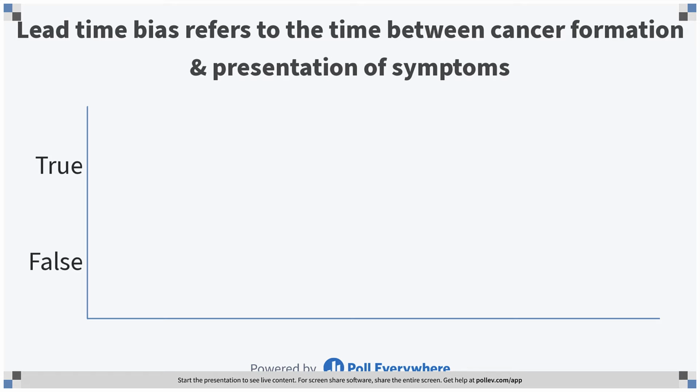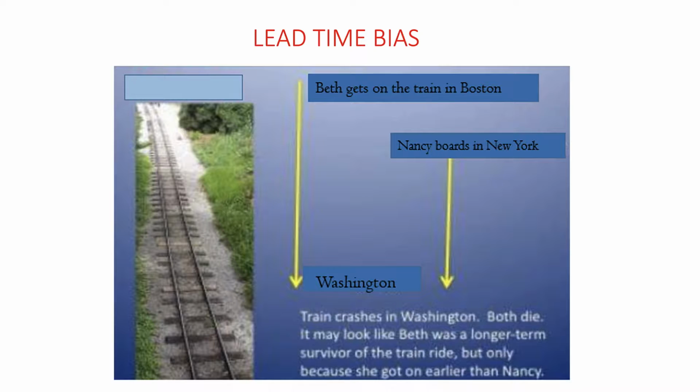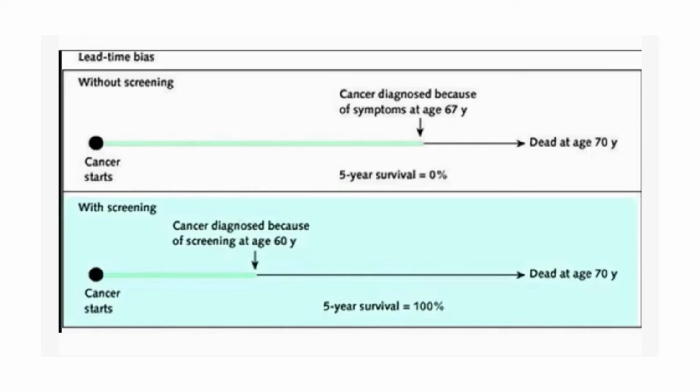Lead time bias refers to the time between cancer formation and the presentation of symptoms. That is true. This is the example of lead time bias that I talked about in the video. Beth gets on the train in Boston, Nancy gets on the train in New York, and the train crashes in Washington. Both women die. It may look like Beth was a longer-term survivor, but that's only because she got on earlier than Nancy. And how does that translate into cancer screening?